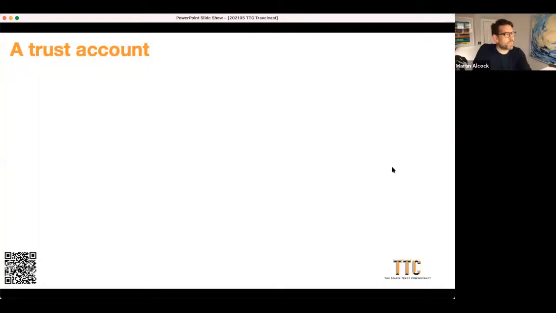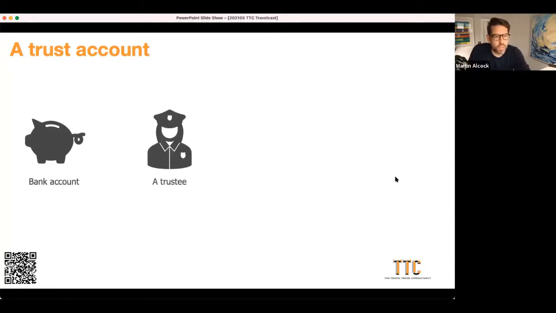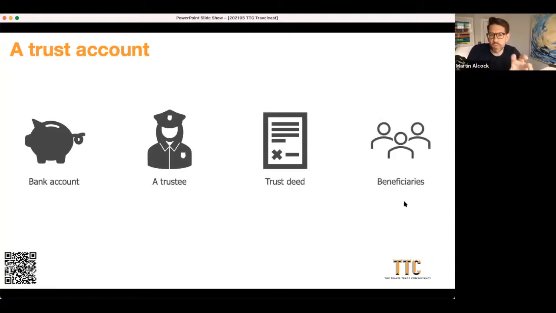But I just wanted to talk through what we tend to see, certainly when we're talking about ATOL trusts, and particularly just in relation to the consultation. So very broadly, a trust account has 4 key characteristics.